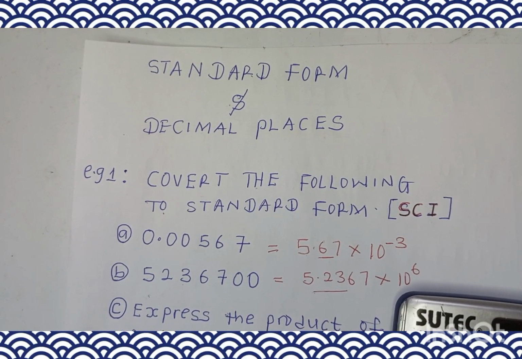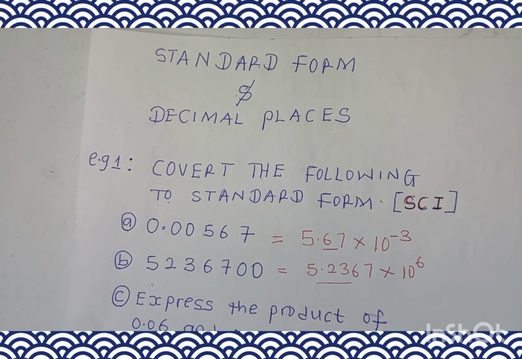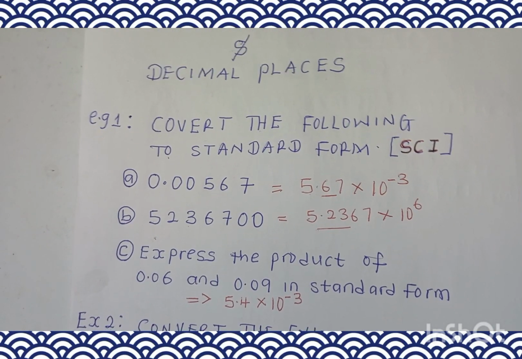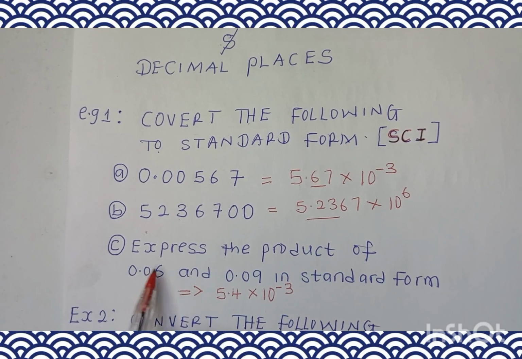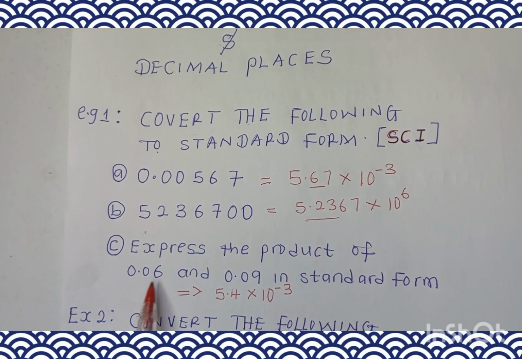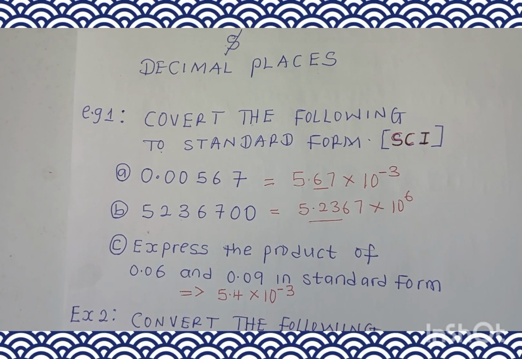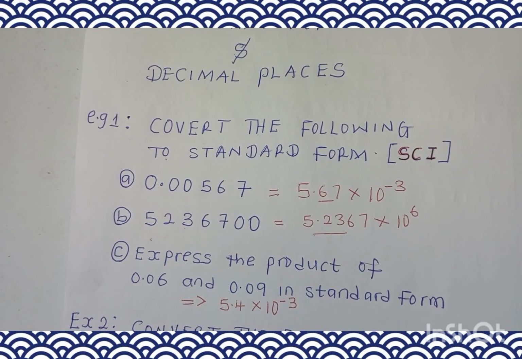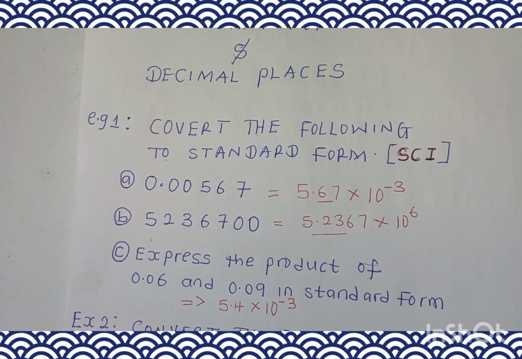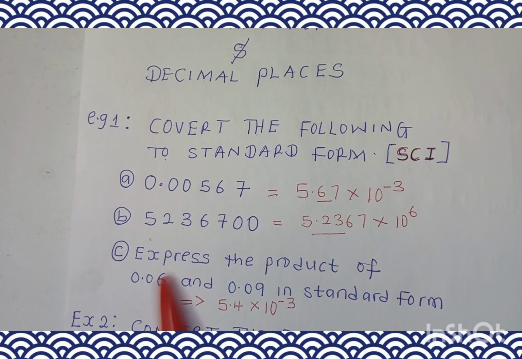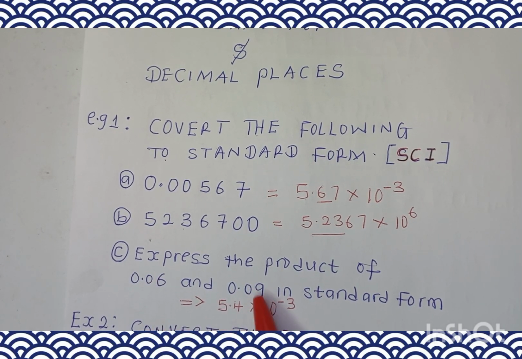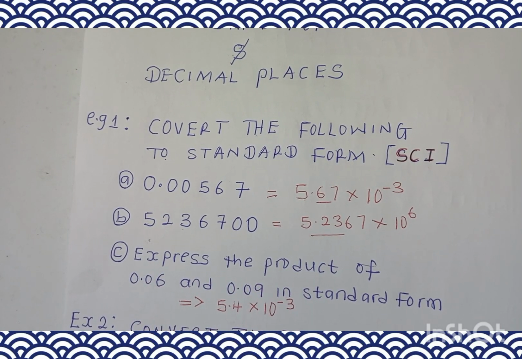Then watch the C part of the question. It says express the product of 0.06 and 0.09 in standard form. In this case 0.06 has just one significant digit, which is 6, and 0.09 has just one significant digit, which is 9. So in total we have 2 significant digits.